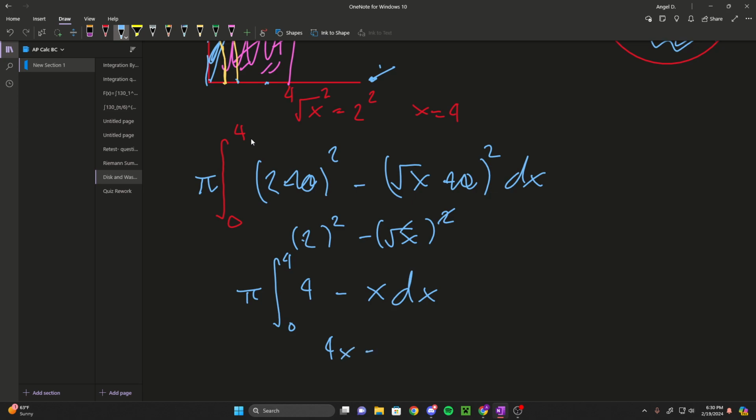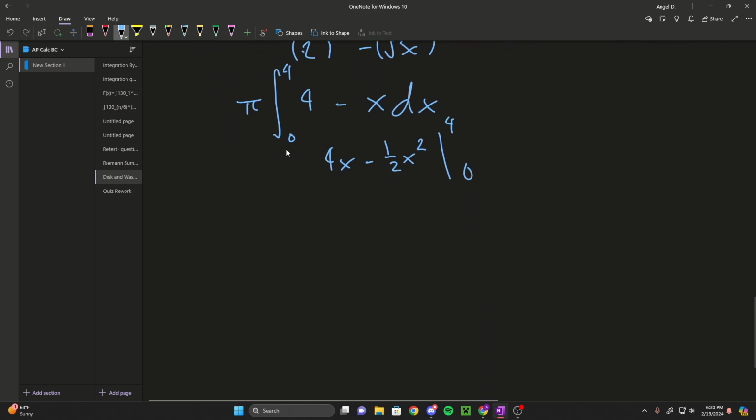We have 4x minus 1/2 x squared, and our limits are 4 to 0. When we plug in 4 and 0, we get 16 minus 8. And then when we plug in 0, we get minus 0 plus 0. Those go away. They're just zeros. And don't forget about the pi. It's a very common mistake. When we subtract that, we just have 8 multiplied by pi, 8 pi. And that's just the answer to it.